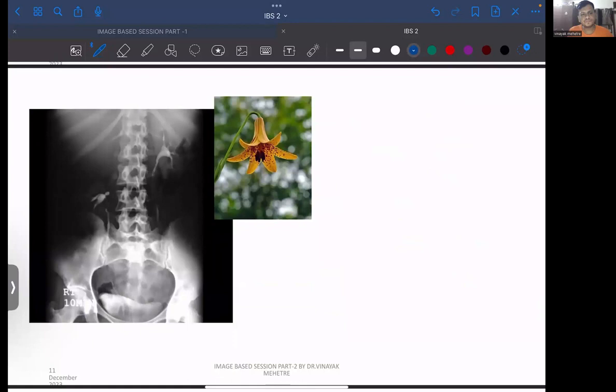What is this? Are you able to cope up with my speed? अब तक आ जाना चाहिए. ओके, अब तक आ जाना चाहिए ये स्पीड कोप अप करना.